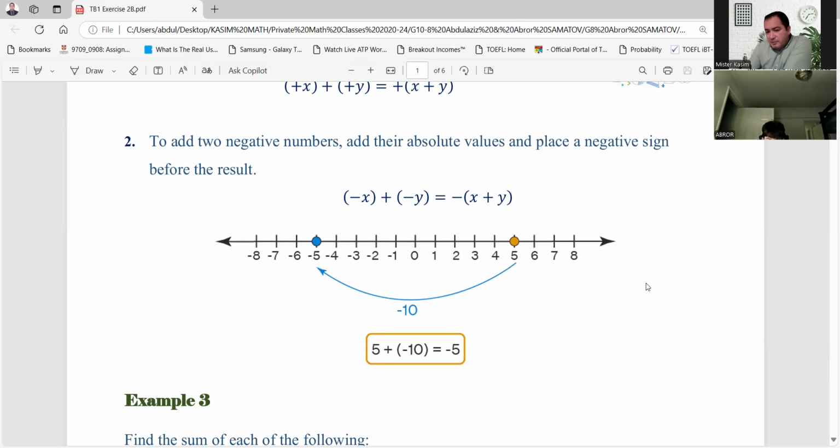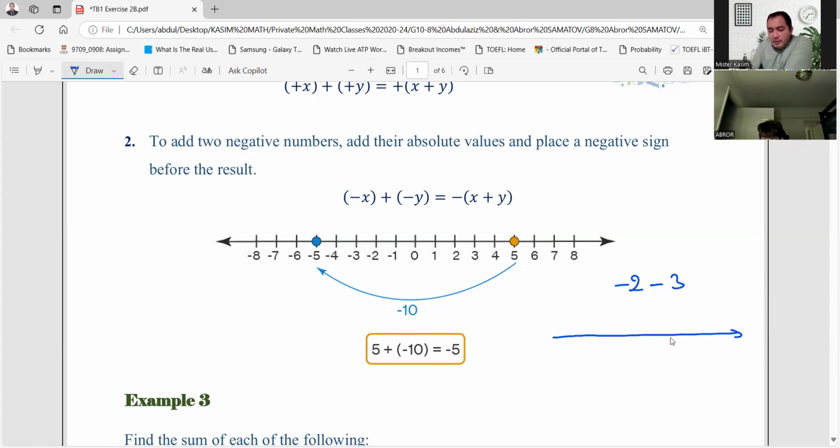And how about, for example, negative 2 minus 3 on the number line? Here we have negative 2, right? Minus means move 3 units to the left. That is 1, 2, 3. That is negative 3, negative 4. So that is negative 5. That's why it should be negative 5. So simply, to add two negative numbers, just add the absolute values of these numbers and put the negative sign, because adding two negative numbers always gives a negative number.